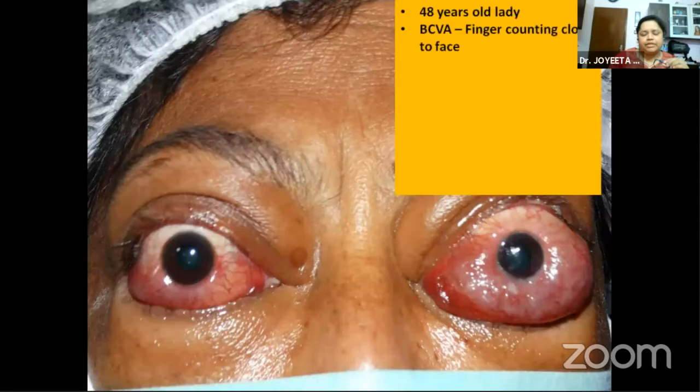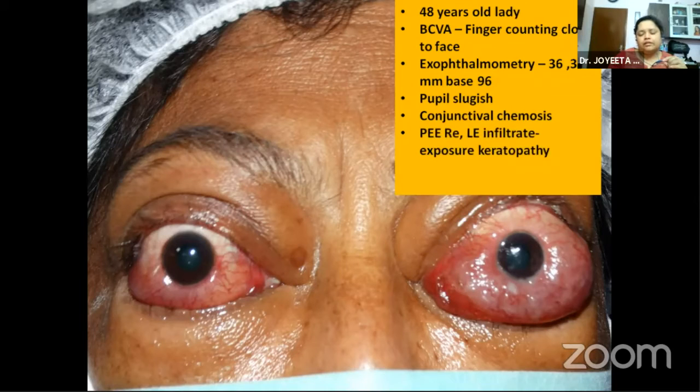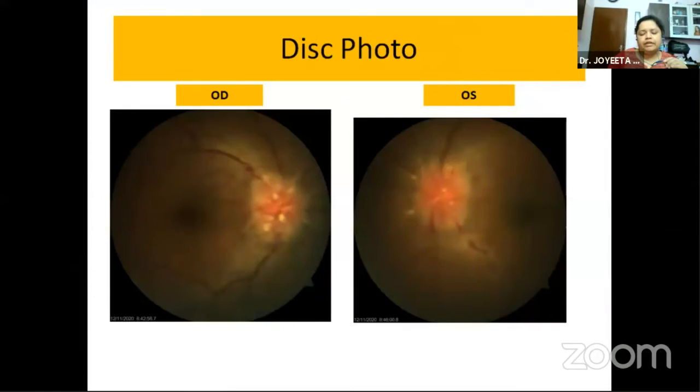Here is one case of mine. A 48-year-old lady presented with sudden pain, proptosis, and dimness of vision to finger counting close to face. On exophthalmometry, it is 36 and 38 millimeters in Hertel exophthalmometer with the base 96. Pupillary reaction was sluggish in both eyes, with conjunctival chemosis. In the right eye cornea, there is PEE, that is punctate epithelial erosion, and in the left eye, there is infiltrated exposure keratopathy.